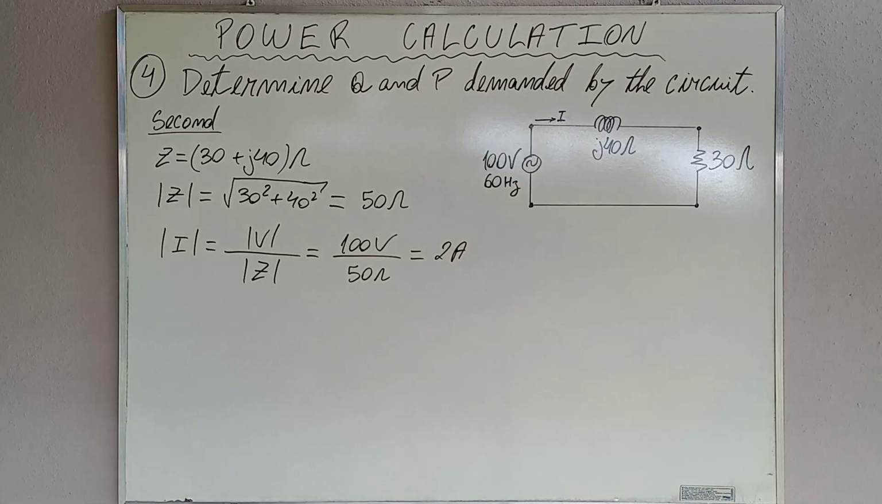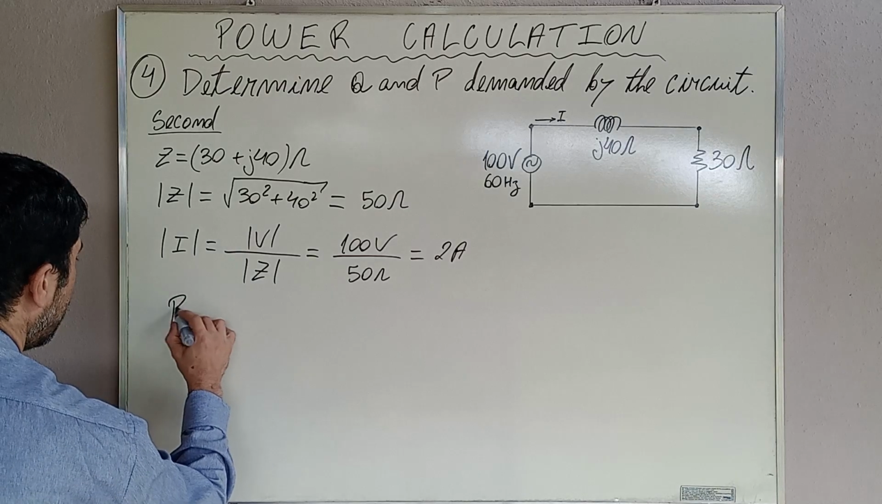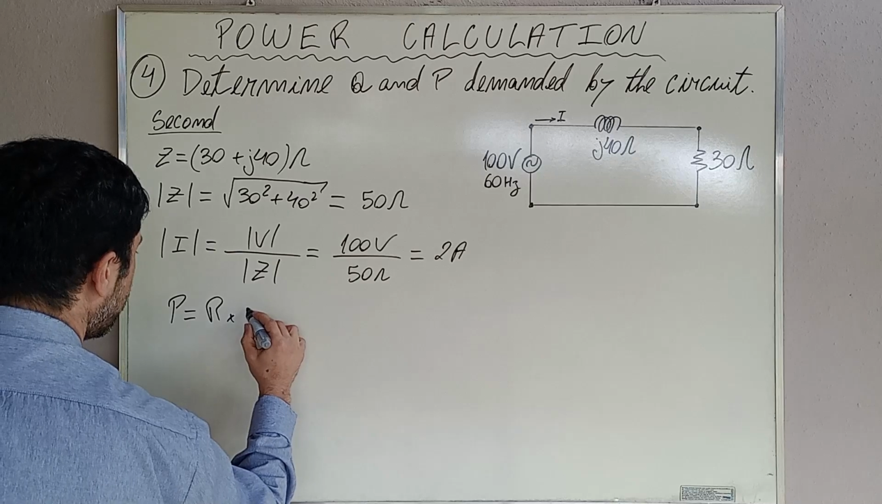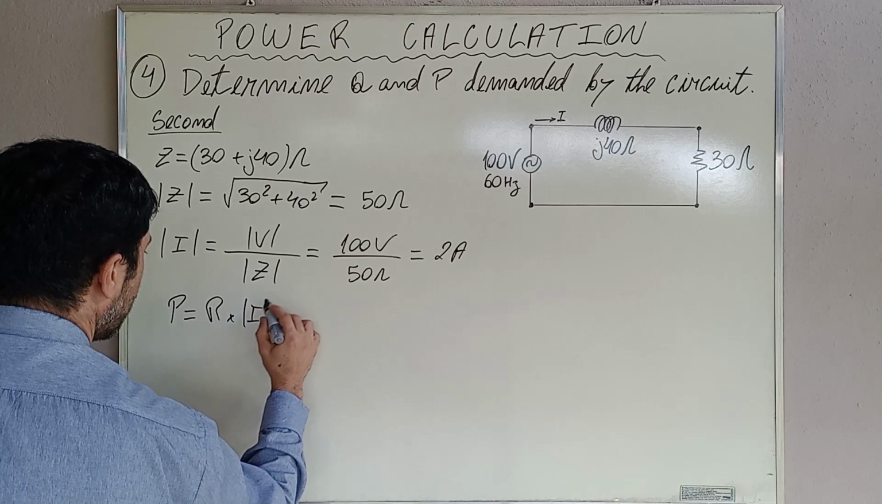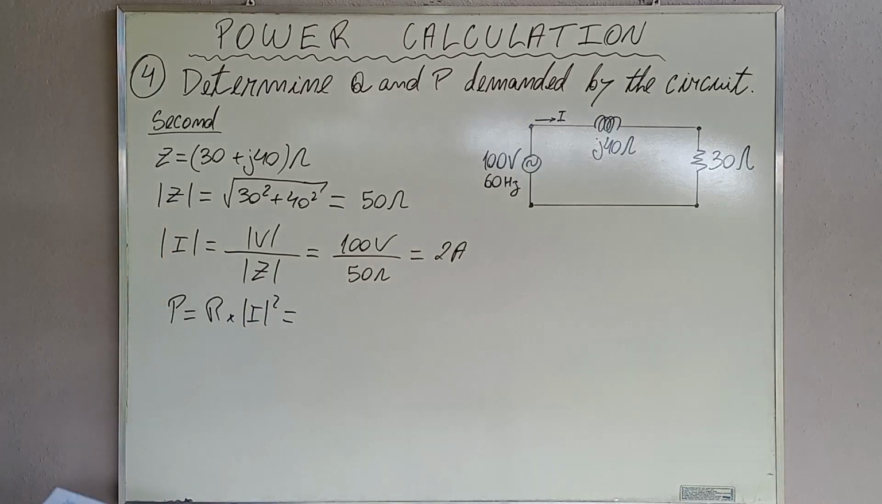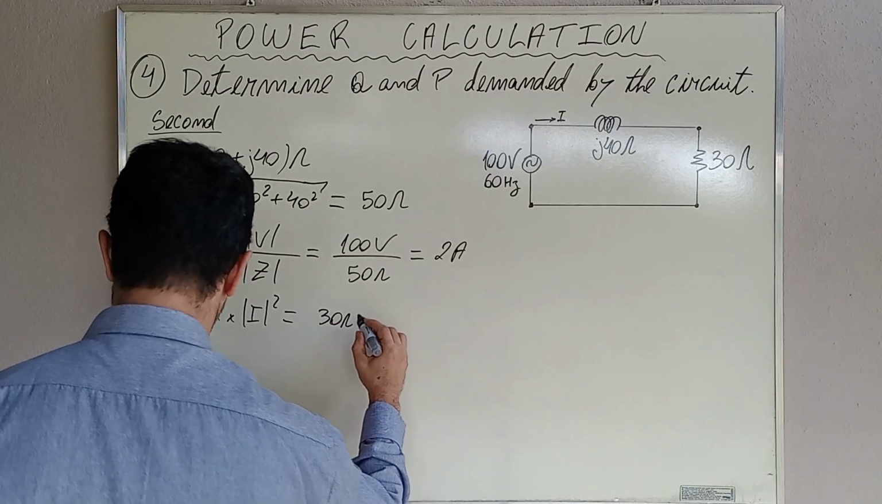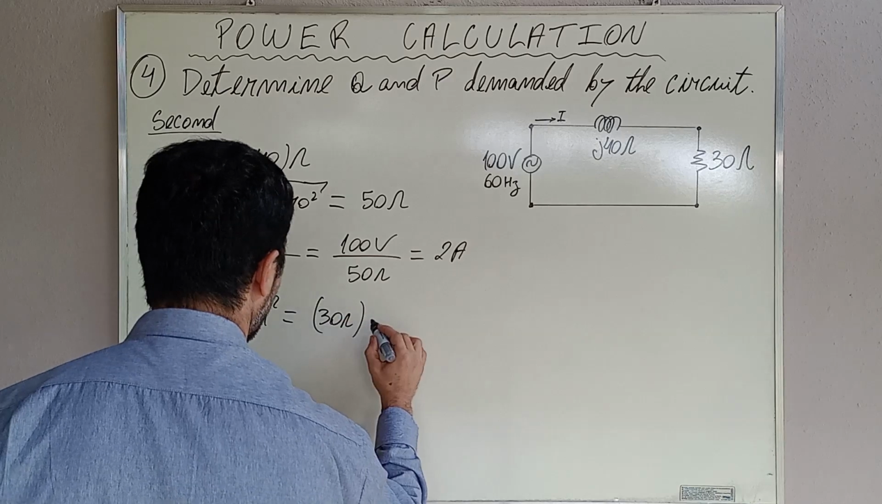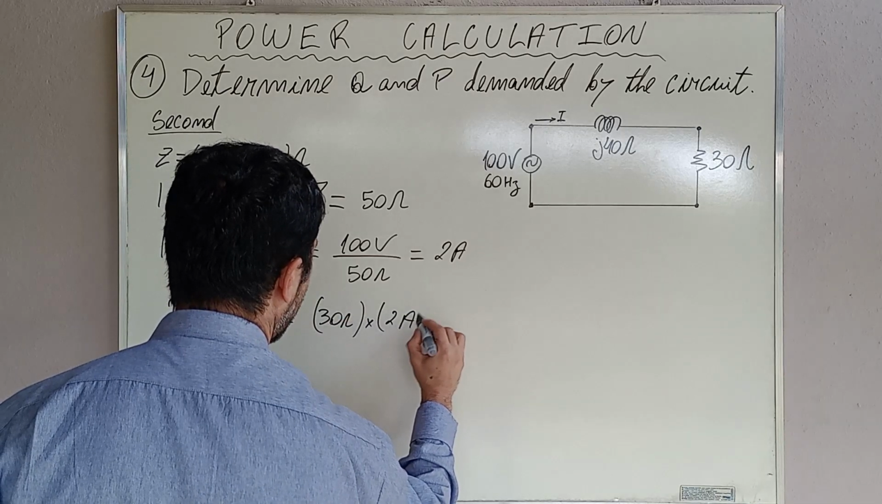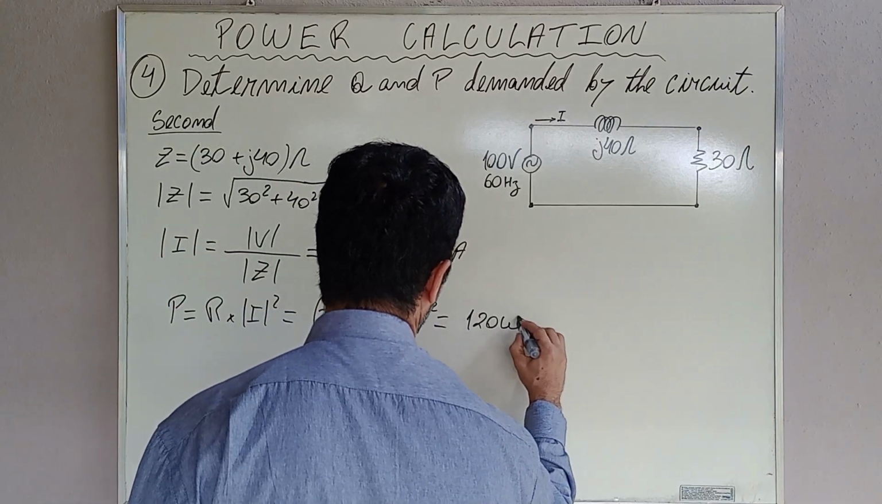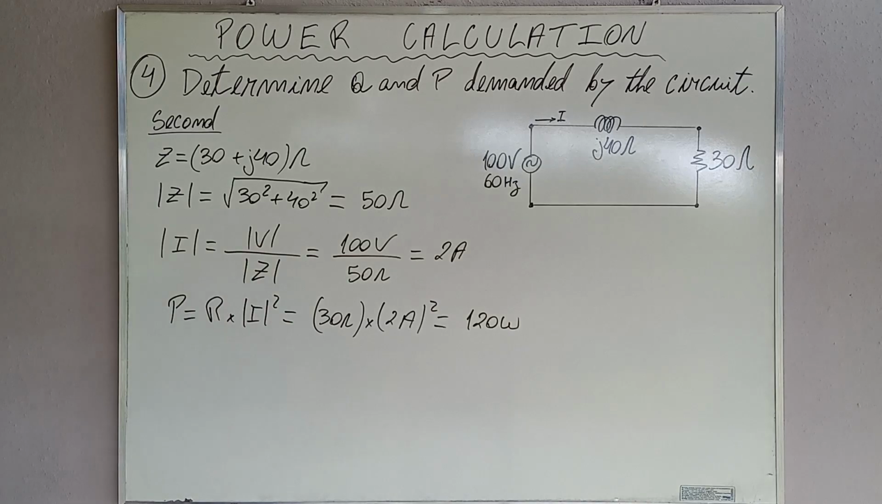With the magnitude of the current, we can calculate the powers. P is equal to R times I squared, and this is equal to 30 ohms times 2 amps squared, and this is equal to 120 watts.